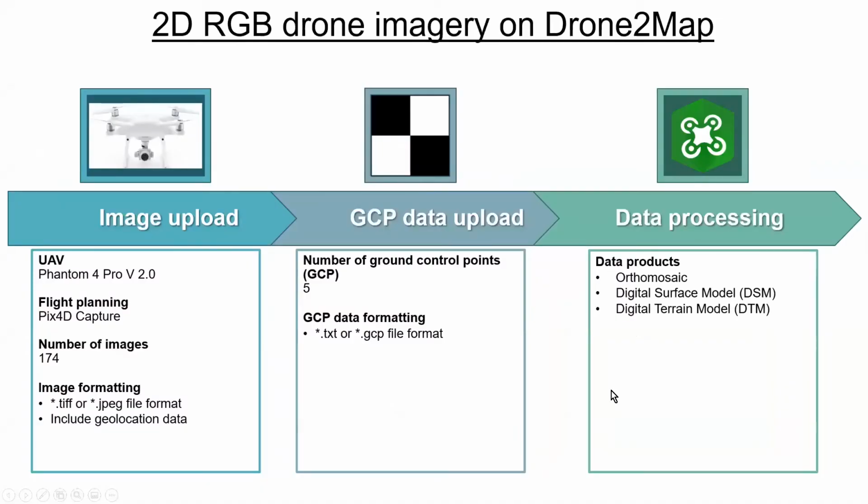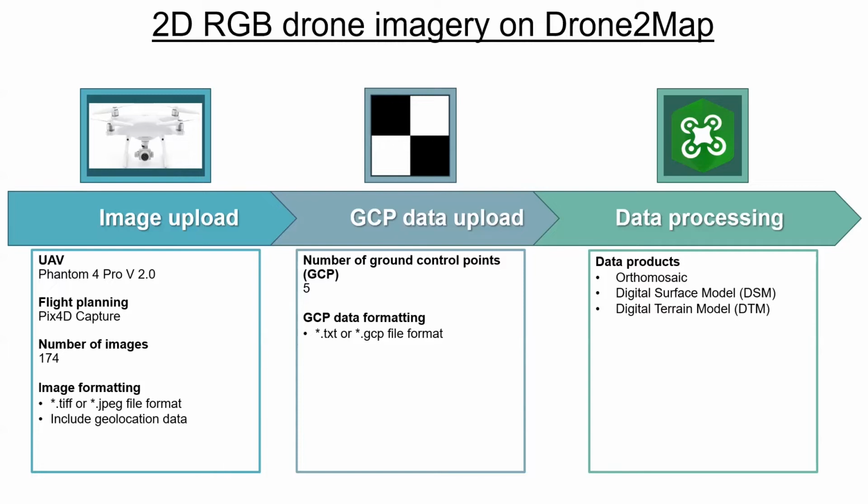Hi, today we're going to learn how to process 2D RGB drone imagery on Drone2Map. We are going to be processing images that were collected with a Phantom 4 Pro version 2.0 quadcopter. We created our flight plan on Pix4D Capture and captured a total of 174 images.